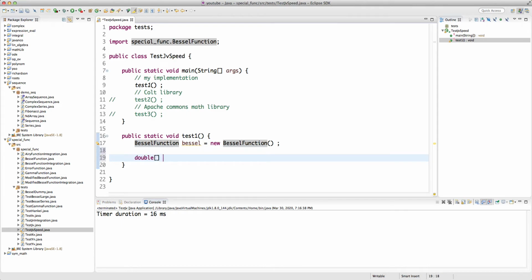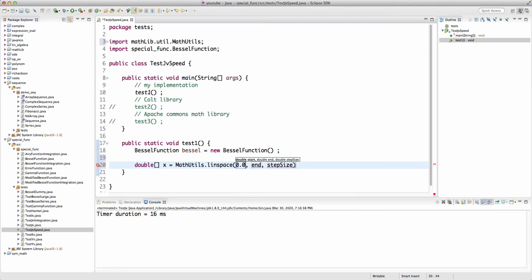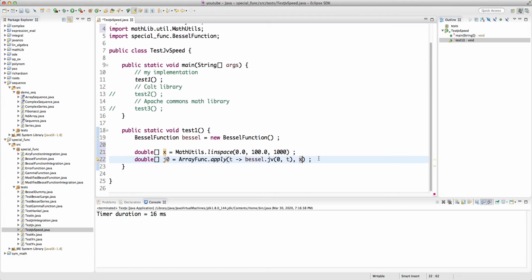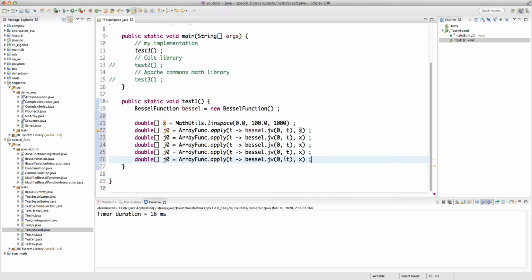And then we create our array. double[] x is MathUtils.linearSpace from 0 to 100, 1000 points. And then double[][] j0 is ArrayFunc.apply, t goes to Bessel.jnew(0, t), and x. We're going to calculate j0, j1, j2, j3, j4, or maybe let's just go with j0, j1, j2, j3.